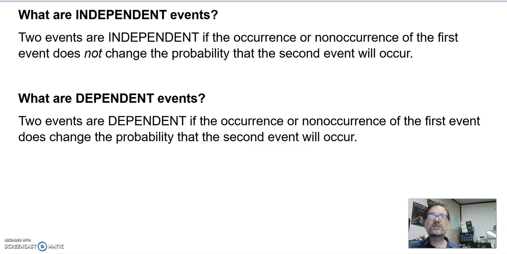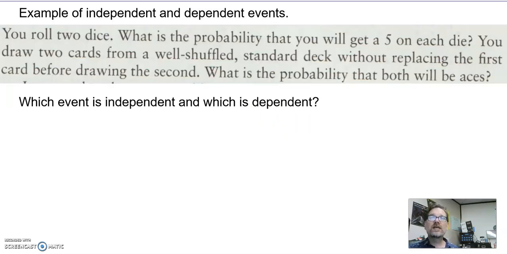All right, for further questions, we'll do that in class. So if we look at this: if I roll two dice, what is the probability that I will get a 5 on each die? Or if I draw two cards from a well-shuffled deck without replacing the first card before the second card, what is the probability that both will be aces?